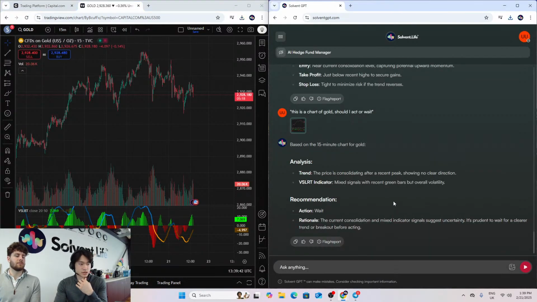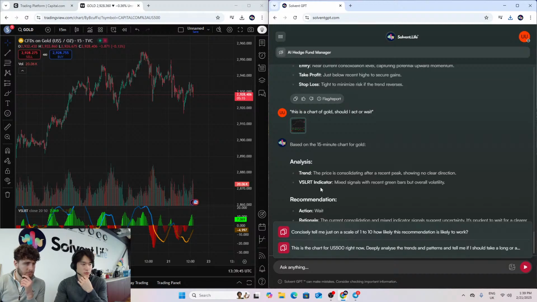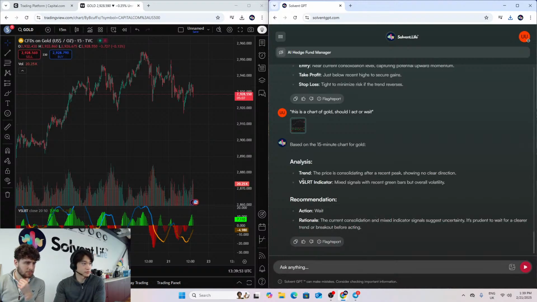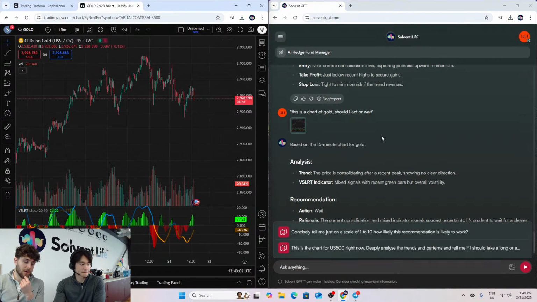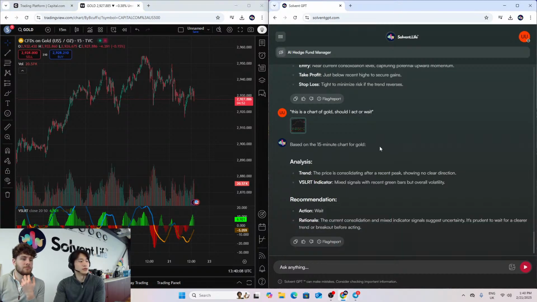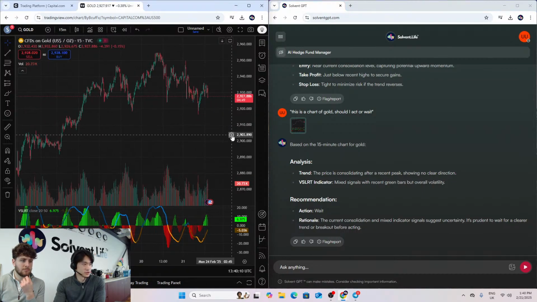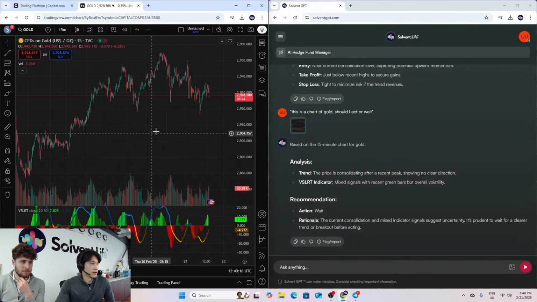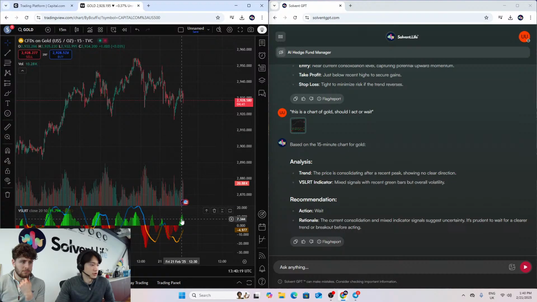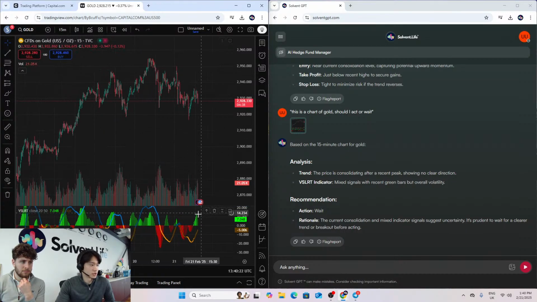So the GPT has recommended to wait. So we'll wait out. The rationale behind it is that the current consolidation and mixed indicator signals suggest uncertainty. Weakening momentum. Yeah, news coming out. And yeah, so as my colleague said, there's news coming out. There's quite a bit of uncertainty as the GPT has suggested, and there's lower momentum here. You can see the momentum decreasing.